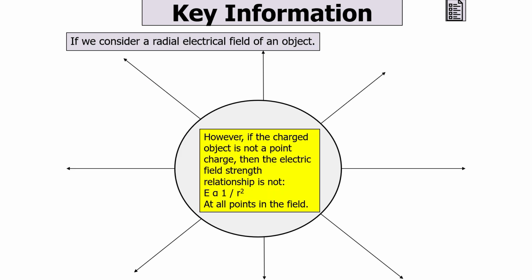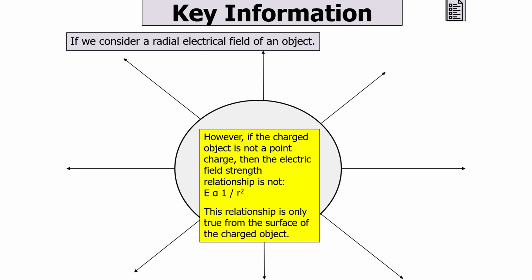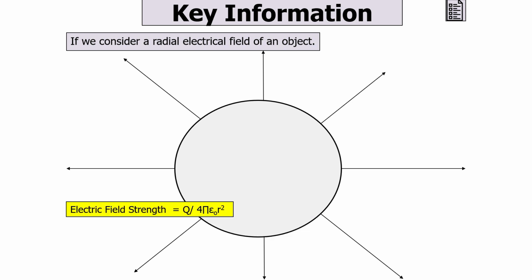However, if the charged object is not a point charge, then the field strength is not E is proportional to 1 over r squared at all points in the field. This relationship is only true from the surface of the charged object. So to clarify, once we get past the surface of our charged object, the electrical field strength is equal to Q over 4 pi epsilon 0 r squared.